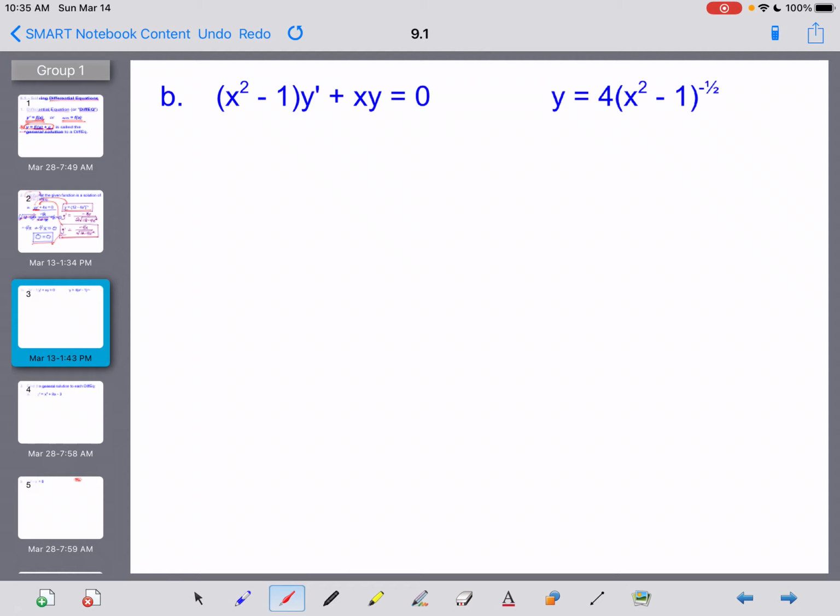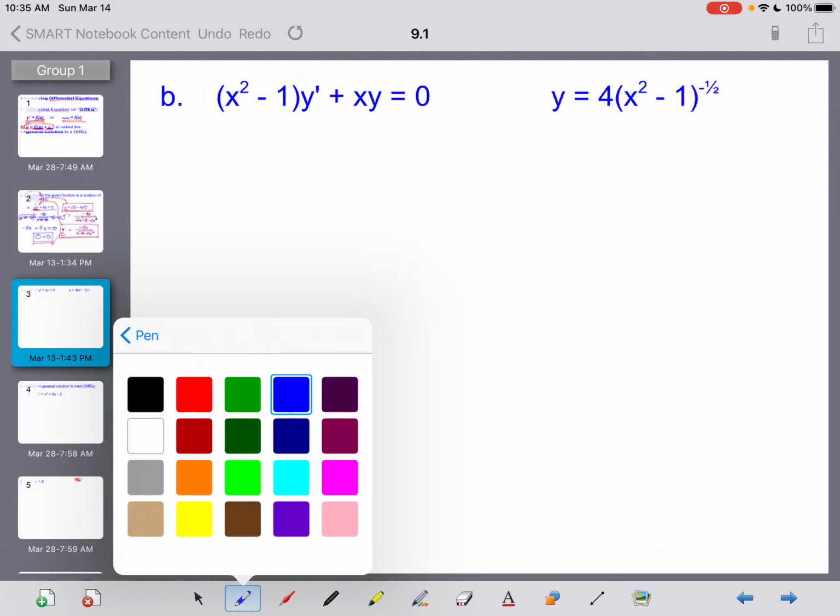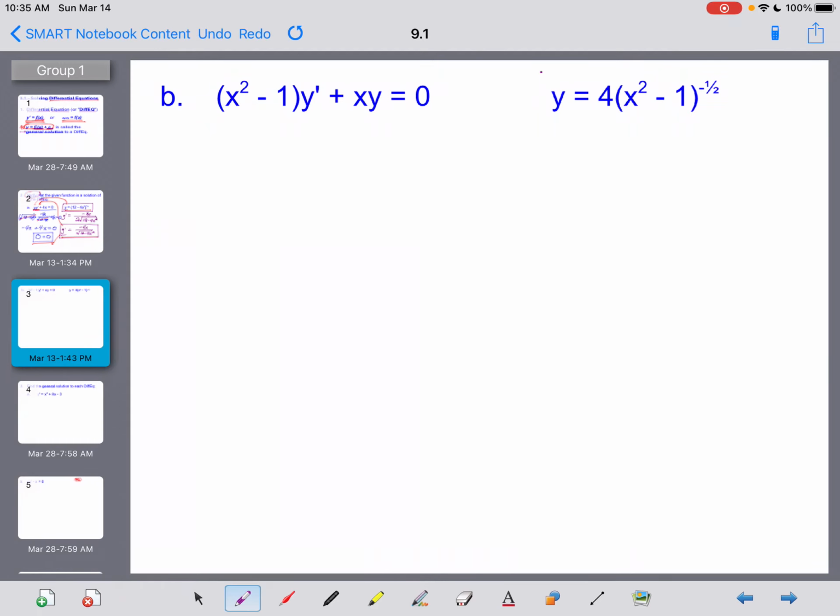A little more complicated diffy-q now. This is x squared minus 1 times y prime plus the product of x times y should equal 0. So let me go back to purple right here. Again, just like the last problem, they gave us the solution, everybody. They told us what y was. We are now going to need to come up with the derivative of that, y prime.